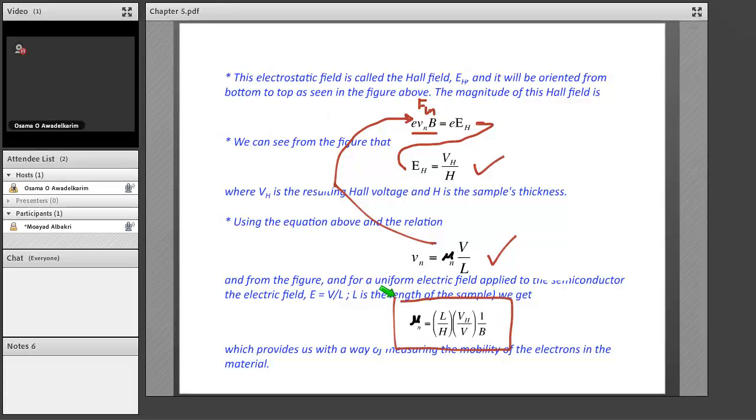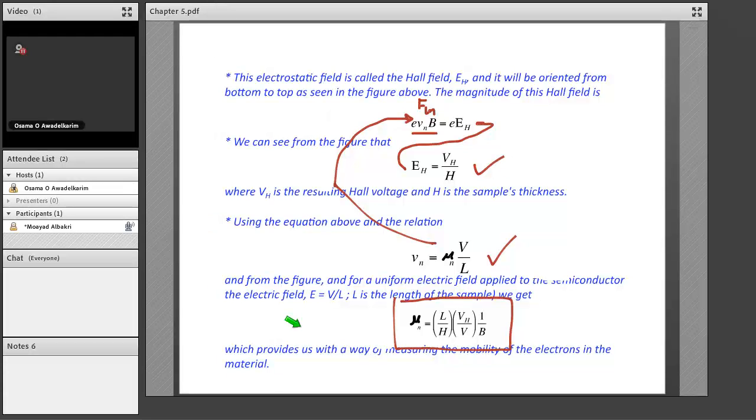which is an expression for the mobility of the electrons in this semiconductor. It is the length of the semiconductor L divided by the width of the semiconductor H, multiplied by the Hall voltage V_H divided by the voltage applied from the battery V, multiplied by 1 divided by the magnetic field B. So that provides me a way to work out the mobility from a simple Hall effect experiment.